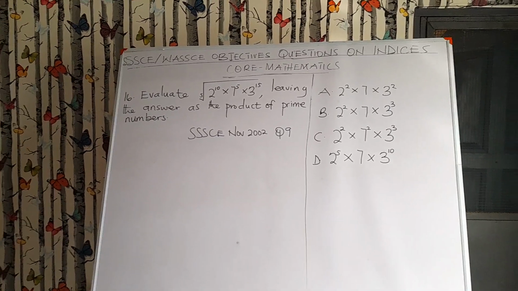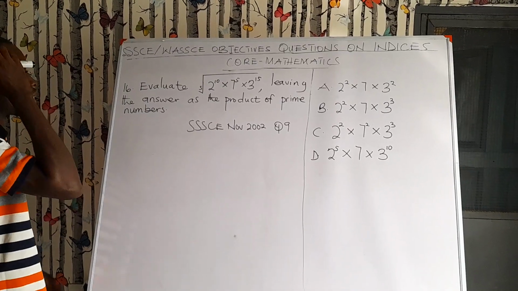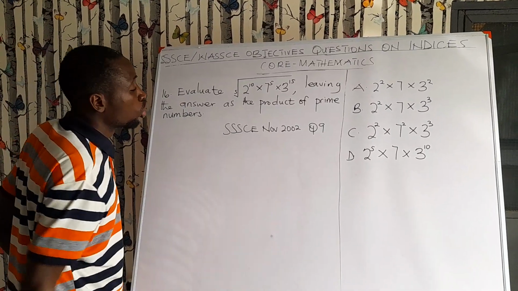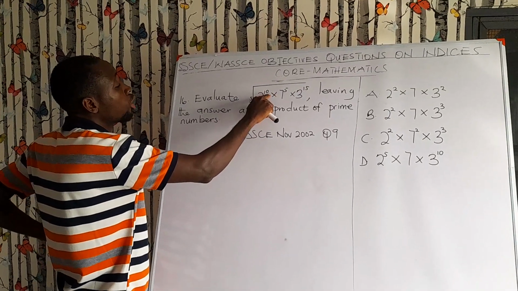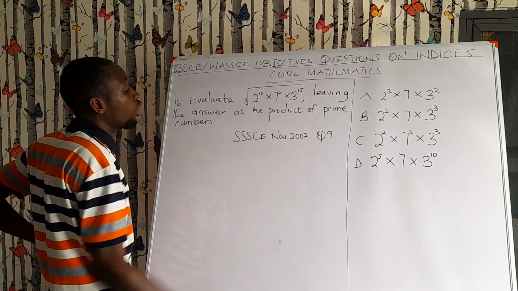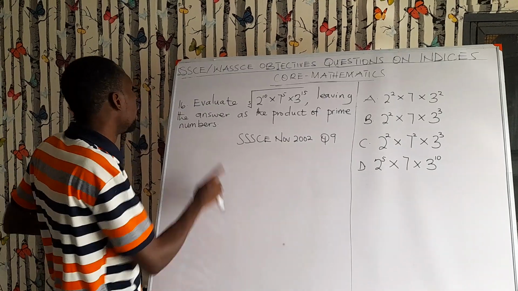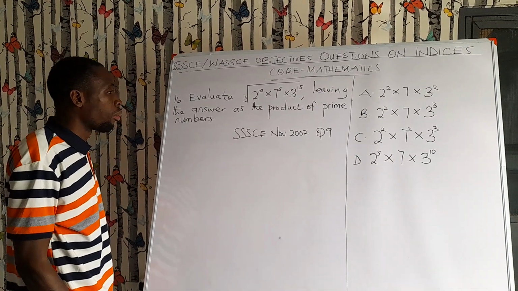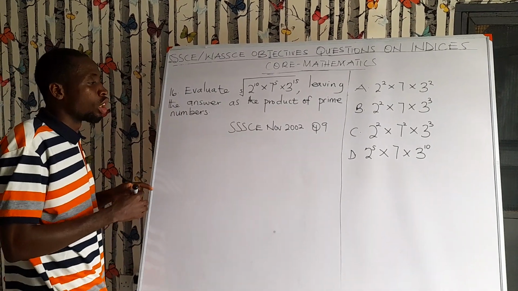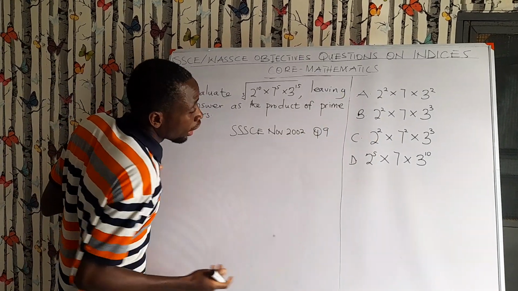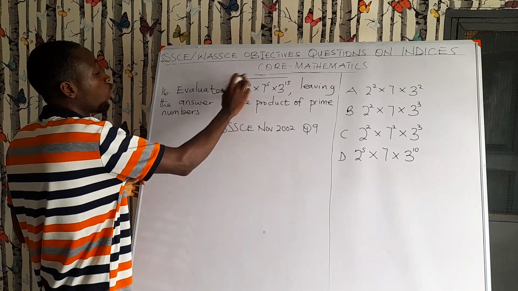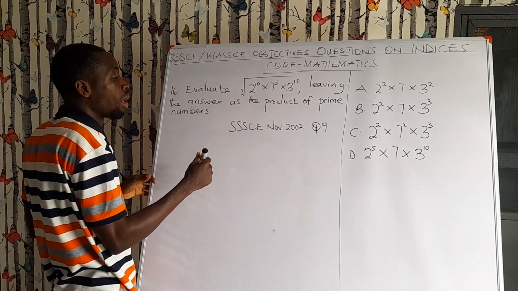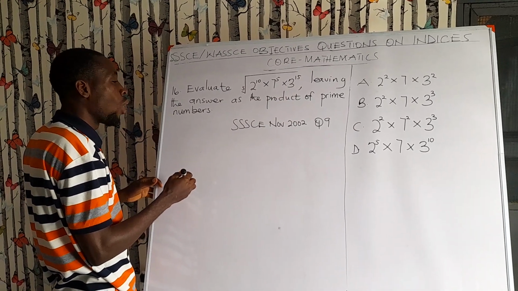Okay, so our next question will be on SSSCE, update 2002, question number 9. They say evaluate the fifth root of 2 exponent 10 times 7 exponent 5 times 3 exponent 15, leaving the answer as a product of prime numbers. So it's just similar to the ones we saw. The possible answers are here. Please pause the video and see if you can solve. So now we say that the fifth root of a number can be that number exponent 1/5.